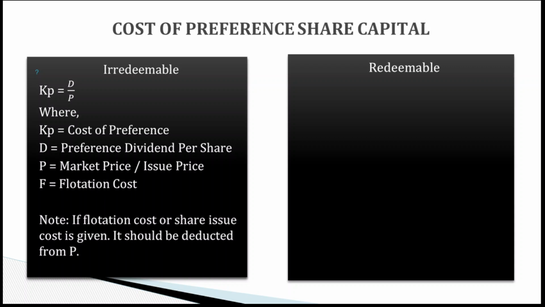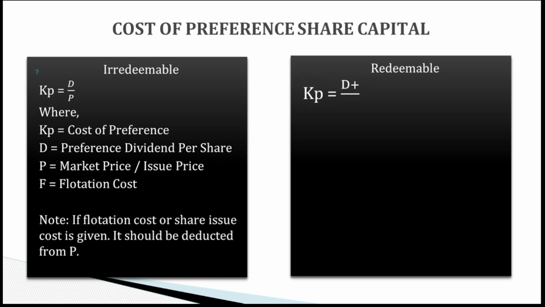We need to note again here, as in equity, if there is a flotation cost or share issue expenses given, we will deduct it from the market price or issue price. With respect to redeemable preference share, KP = [D + (1/N)(R - P)] / [(1/2)(R + P)].